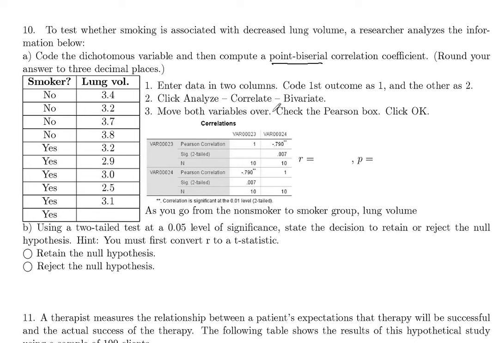again. Move our variables over. We're going to make sure the Pearson box is checked this time because this is based off the Pearson correlation, and then click OK. So I've already coded the data in. Let's take a look at that.